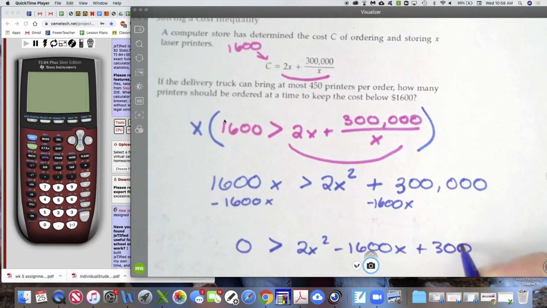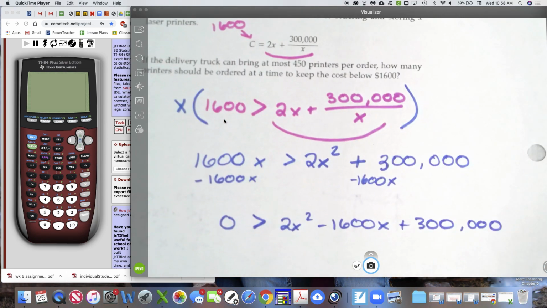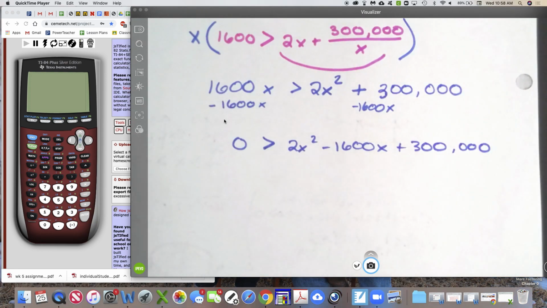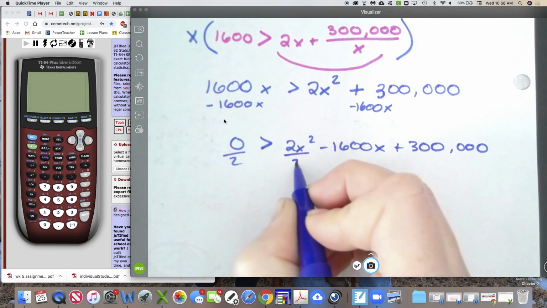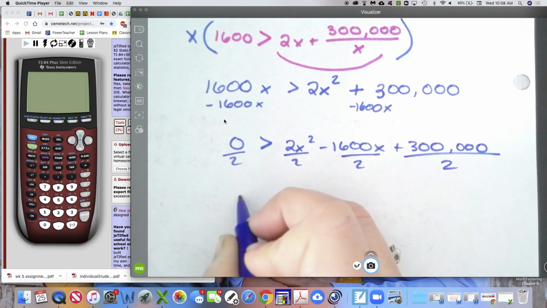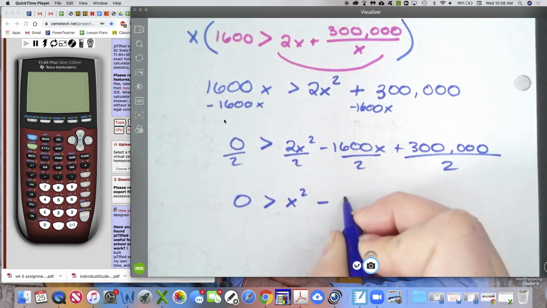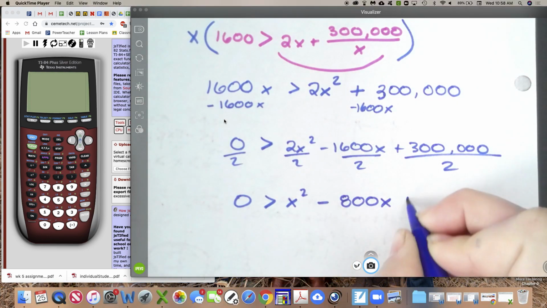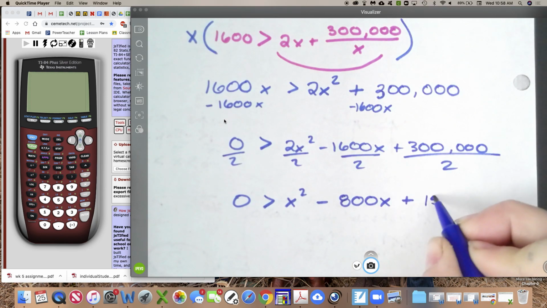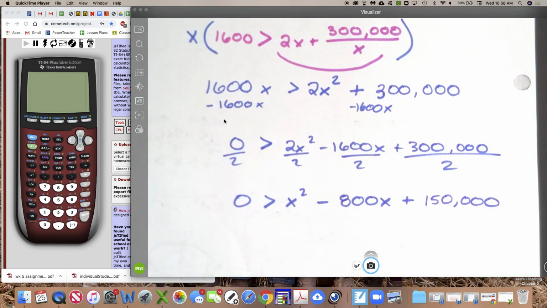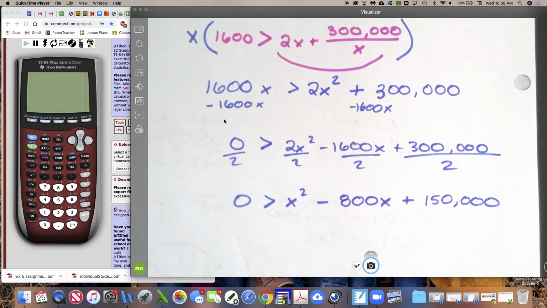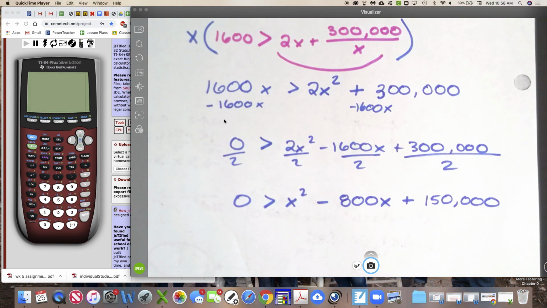There's one more thing we can do to make our life a little easier. Divide everything by 2. So 0 is greater than x squared minus 800x plus 150,000. Now I could factor that, looking for two numbers that multiply to get 150,000 but add to negative 800. I don't know what that is. Let's just plug it into our calculator and see if it comes up with a nice answer.